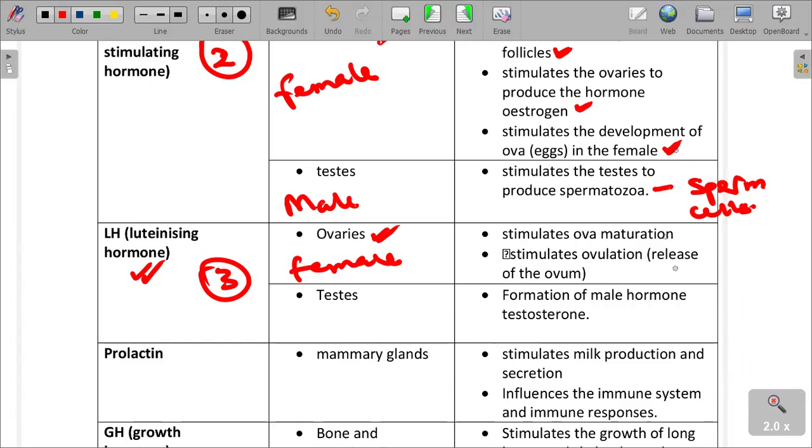It ensures that the ovum are maturing, and when they mature, it also ensures the release of the egg, which we call ovulation. Ovulation is the release of the mature egg from the ovaries. Why does it occur? It is the one that causes conception. It's the one that enables a woman to conceive.